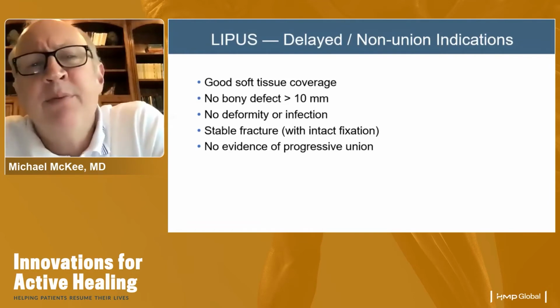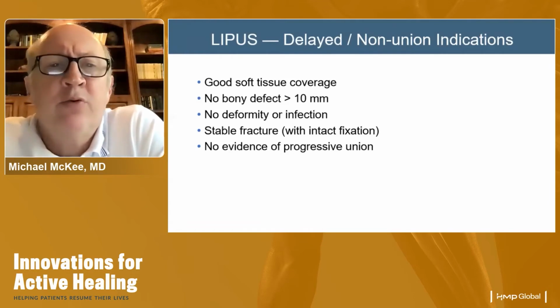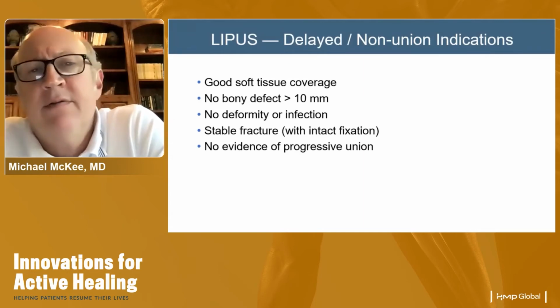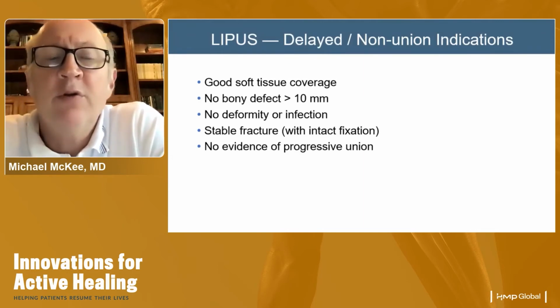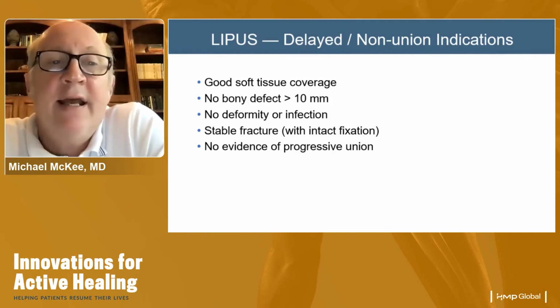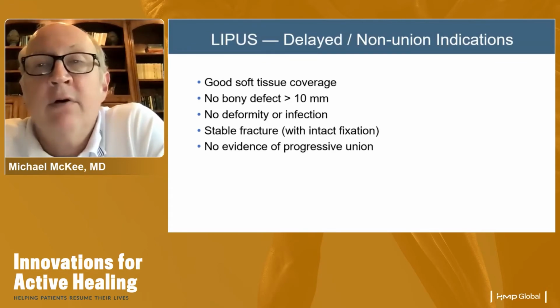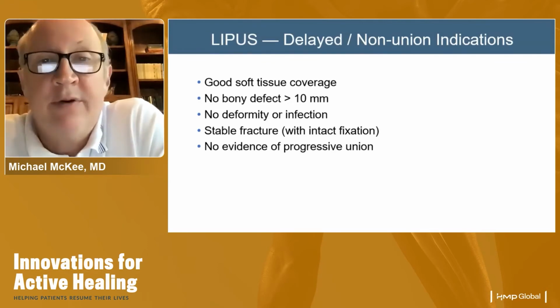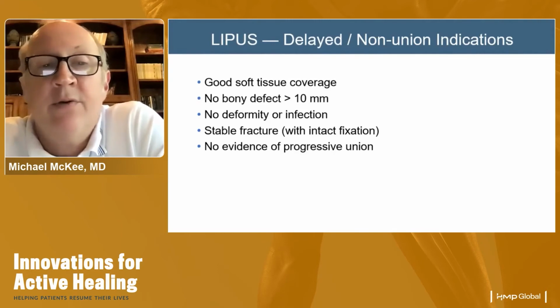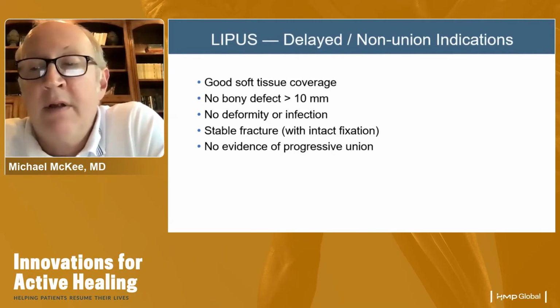But I think if there's a bony defect of more than a centimeter, then probably LIPUS is not going to be enough to save the day, and you're looking at some kind of other procedure. There should be no deformity or infection at the fracture site. If you have an unacceptable deformity and the patient's not going to be happy with their leg or arm or whatever, regardless of whether it heals or not, then obviously that patient's going to need another operation. And the absence of infection.